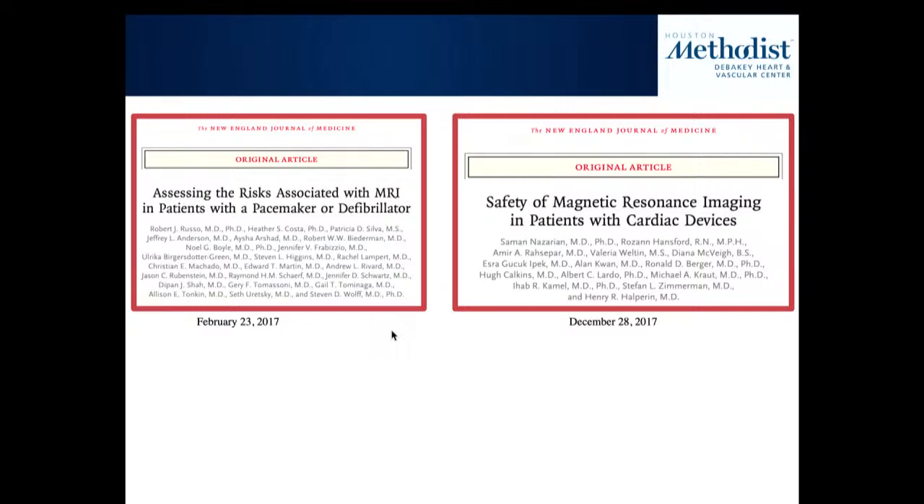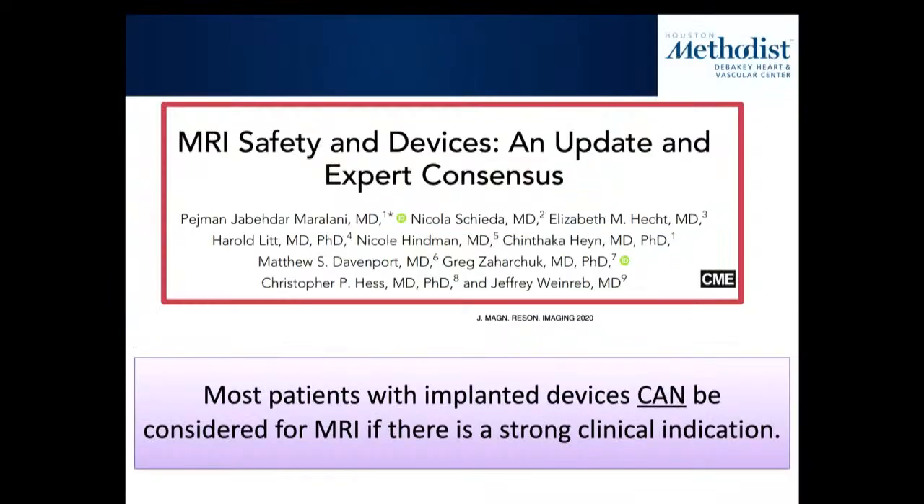So where we are today, I'm going to skip forward to our current state, which is that nowadays most devices, whether they're labeled as MRI conditional or not, we have enough experience that we can scan most pacemakers and defibrillators. But again, we have a pre-specified way that we interrogate the device, reprogram the device, and then do the scan in a certain set of conditions.